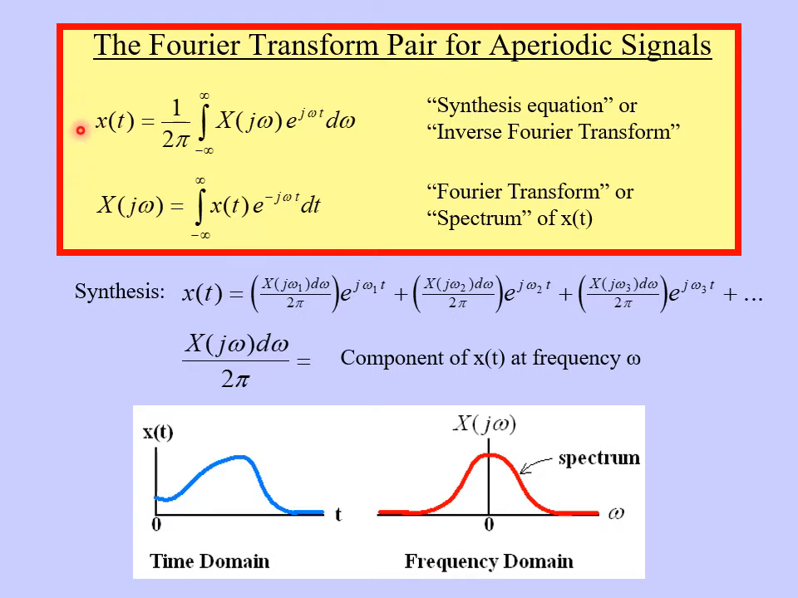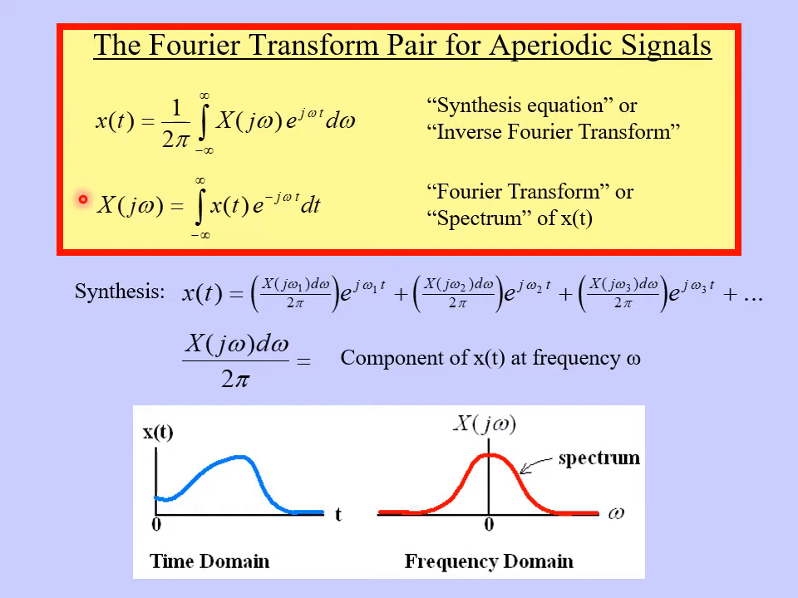The first one is an equation for x of t. This is called the synthesis equation, but it's also called the inverse Fourier transform, because what this equation does is it takes the Fourier transform, which is X of j omega, and puts it inside this integral to compute the signal in the time domain. So this is how you would go from the Fourier transform back to x of t. We're going from uppercase to lowercase t, which is the time signal.